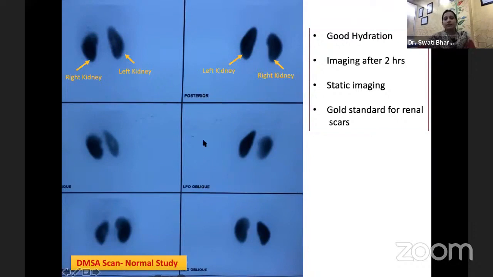So this DMSA scan was normal. In a normal scan, the kidneys are seen regular in outline. Since the tracer binds to the cortex, the rim of the cortex will be seen darker, and a central lucency belongs to the collecting system.